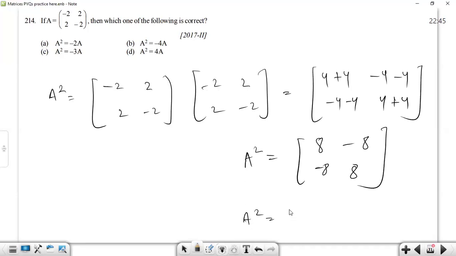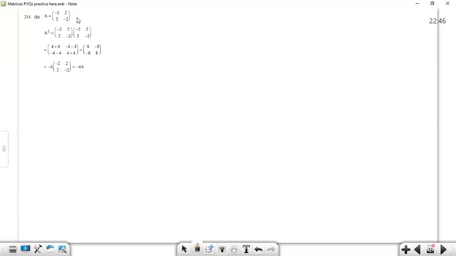What was given to us? Let's take 4 common. After taking 4 common, this has become 2, minus 2, minus 2, 2. This is equal to the A matrix. So A square is equal to 4 of it, 4A. Now there is also a minus 2 sign with the principal diagonal elements. Let's take minus of 4 common. Now this has become minus, this has become plus, this has become plus, this has become minus. So minus of A square is minus of 4A. Any doubts, anyone? No, sir.